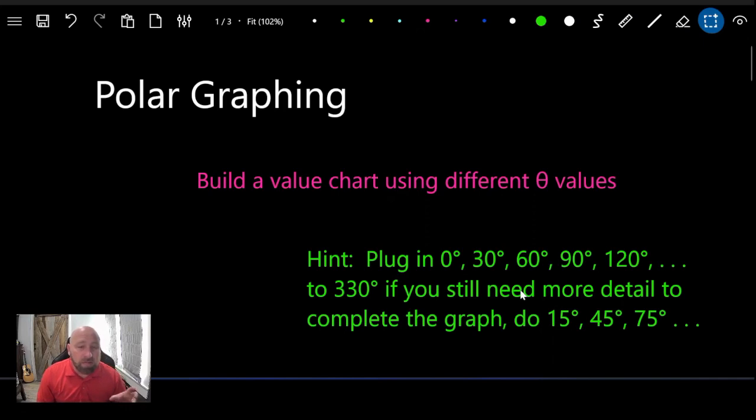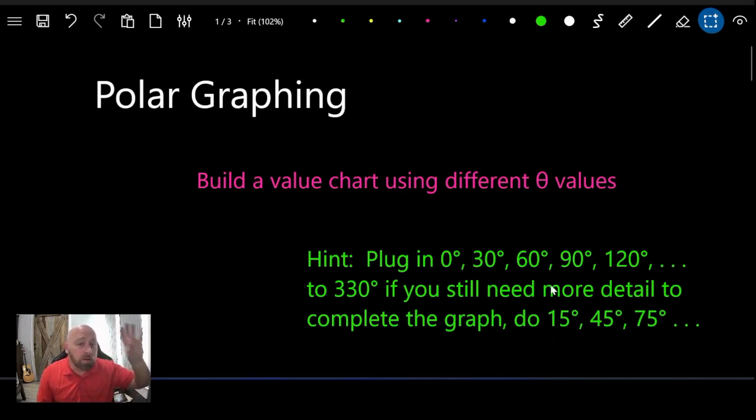If you still need more details, so if you've got that all done and you start plotting your points and you can't really tell what it's doing here, you could add points to it. You could add 15, 45, 75, and so on. You could even add more detail if you wanted. You could do every 5 degrees. You'd have a massive chart by the time you were done, but you could do 5, 10, 15, 20, 25, 30. You can give it as much detail as you want. Most of the ones that we're doing, though, you should be fine with 0, 30, 60, 90s, okay?